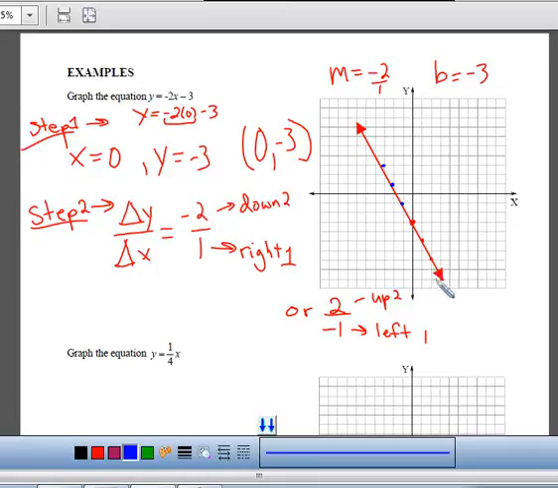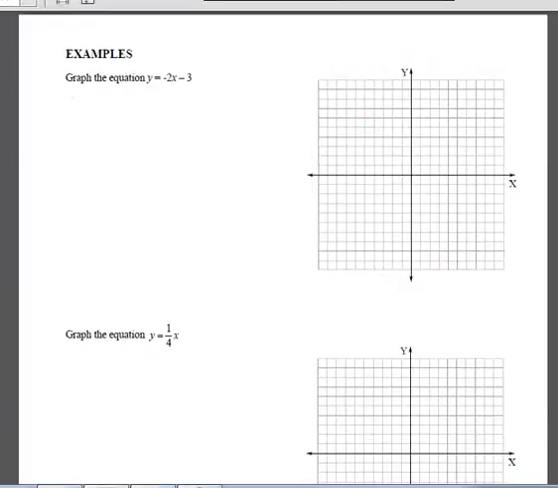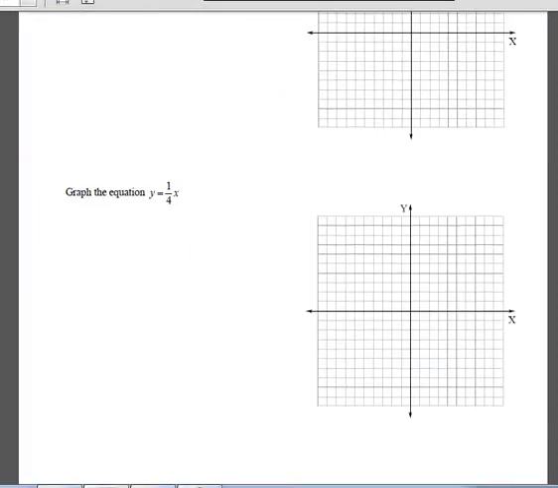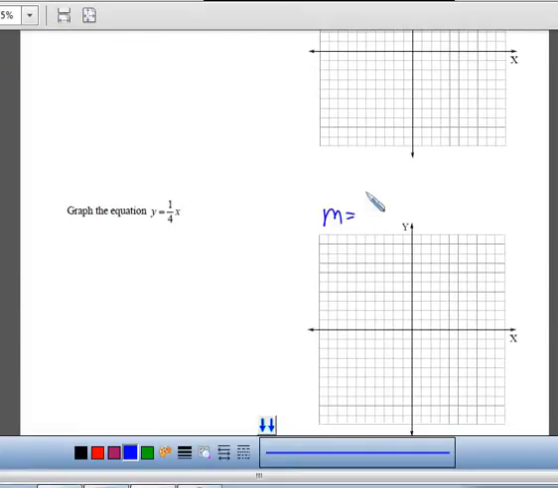Now some of you might have realized that pattern when you were going down 2, right 1, down 2, right 1. And you would just know to go up 2, left 1, up 2, left 1. That's fine. You don't need to write this down if you understand that. Okay, we have one more to do at the bottom. So we're going to graph the equation y equals 1/4 x. M is 1 over 4. B is 0.